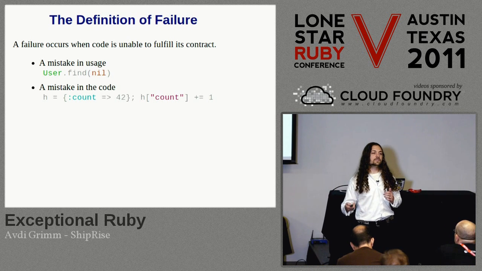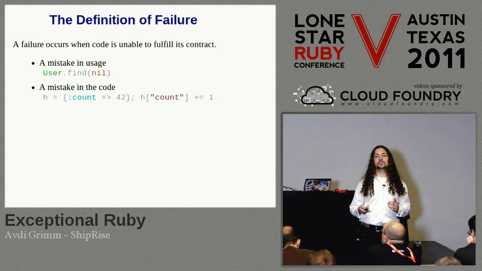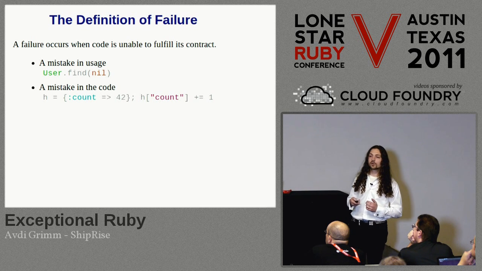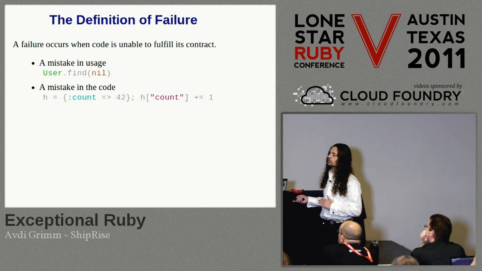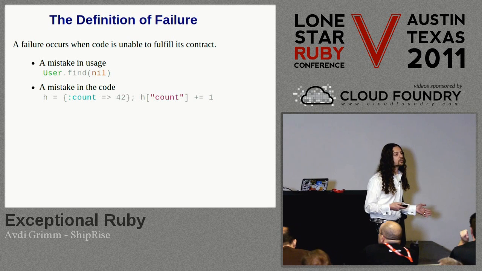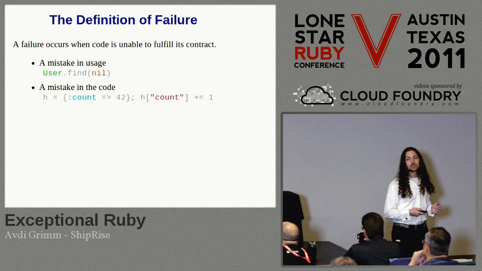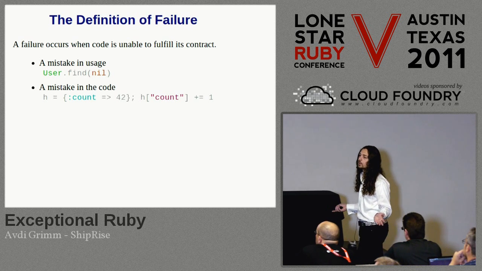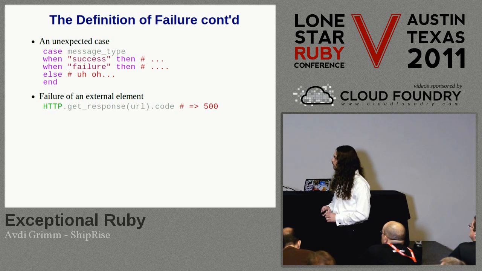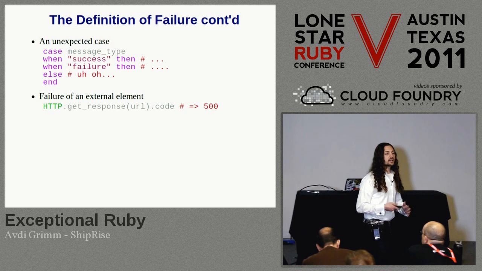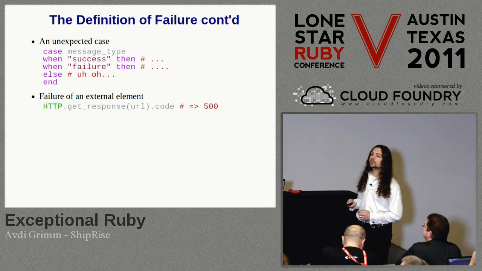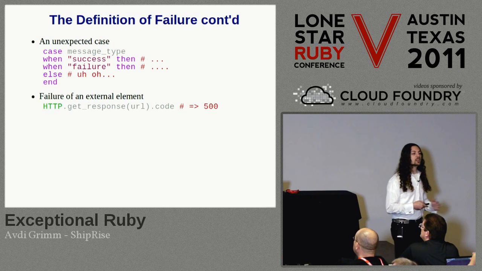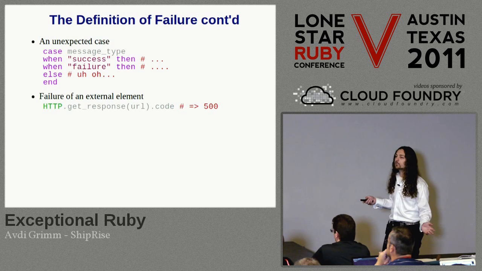Meyer defined failure as what happens when a method is unable to fulfill its contract. This could happen for a number of reasons. It could be a mistake in the usage of the method. Technically, this is a failure of the caller, but sometimes the method is responsible for reporting it. It could be a simple mistake in the code, a typo, using a string where we should have used a symbol. It could be an unexpected case. Maybe there were some insufficiently specified requirements. Or it could be the failure of some element completely external to the program that we have no control over.